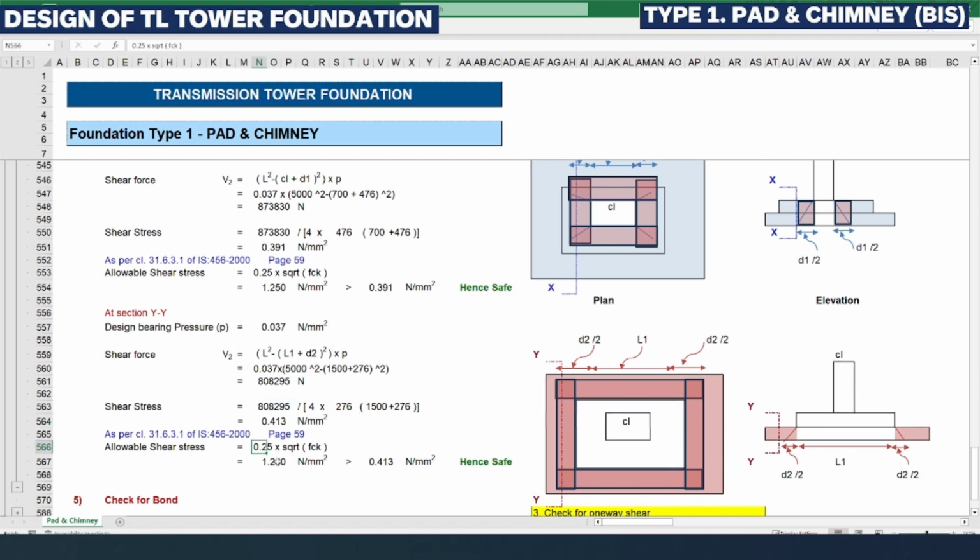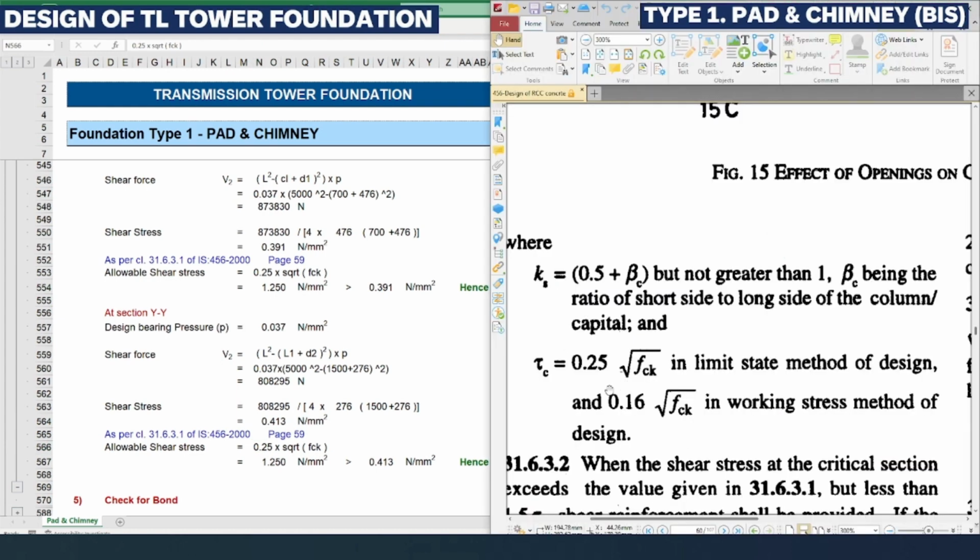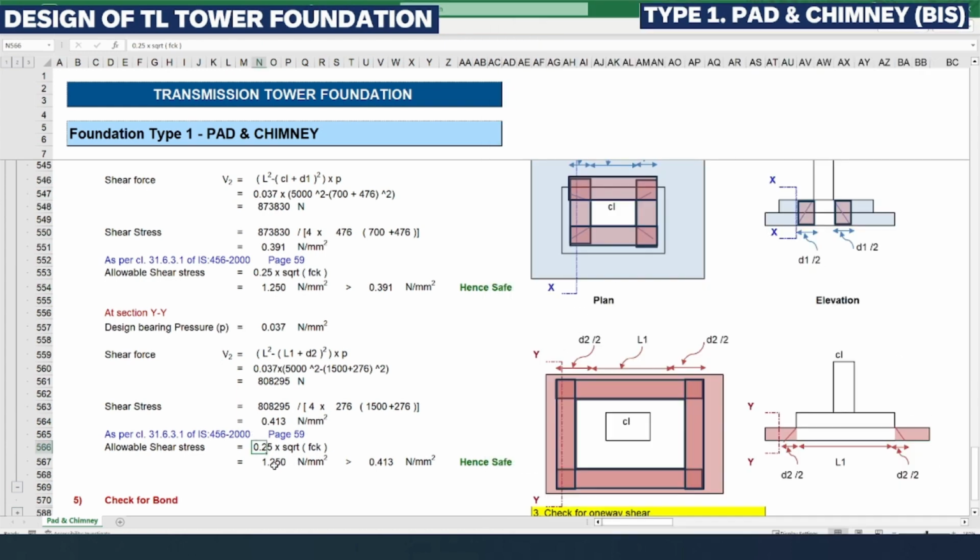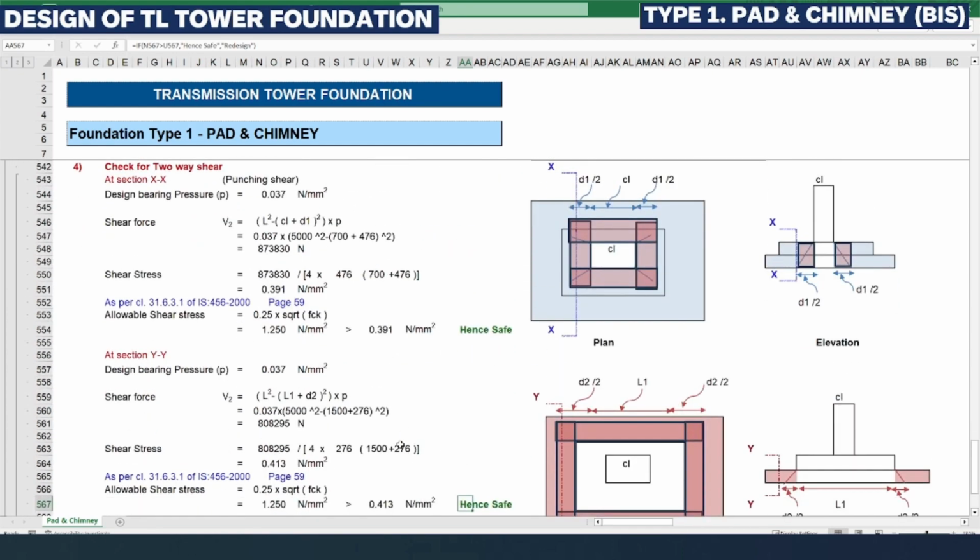Again we need to check this for IS 456 code, same 0.25 root of FCK. So the value remains the same as at section XX. So here also this 1.25 allowable shear stress is greater than the actual shear stress, hence it is safe. So this is the two-way shear check calculation.